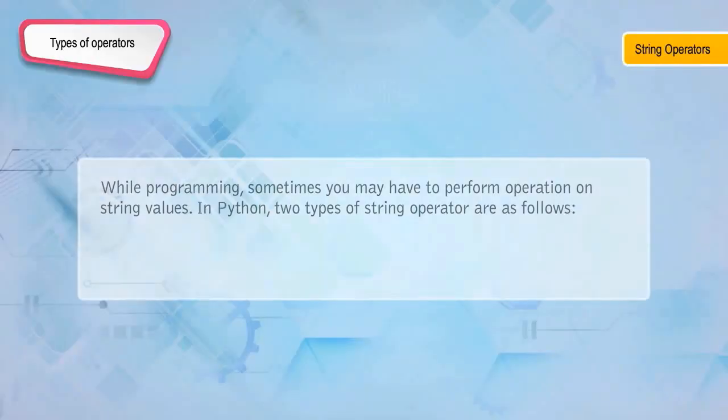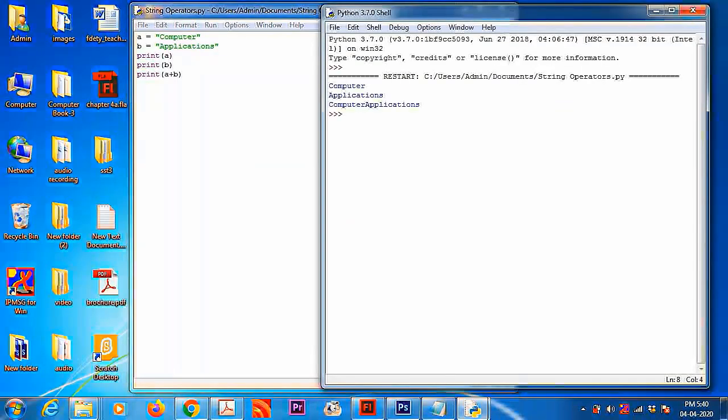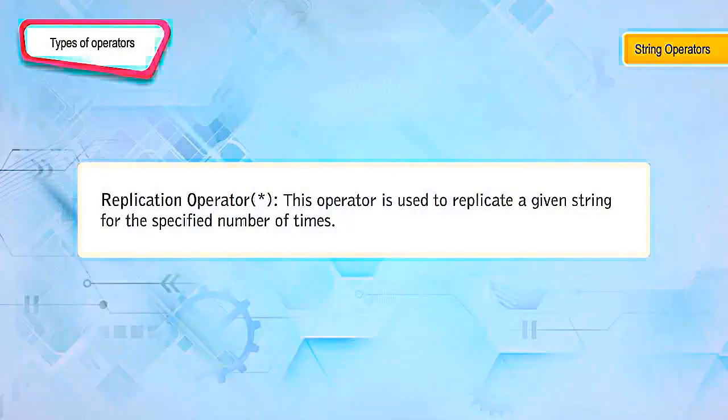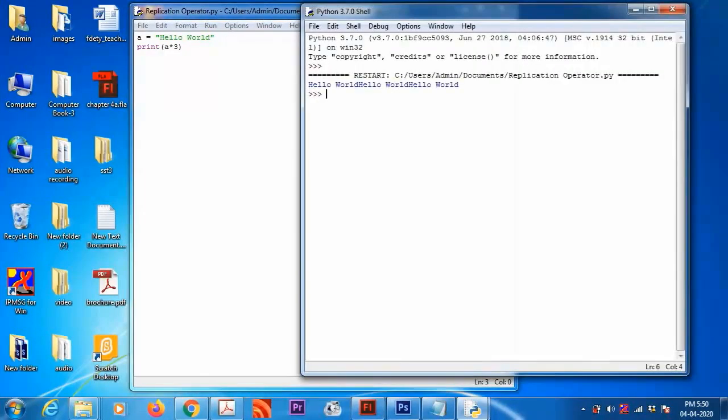String operators. While programming, sometimes you may have to perform operations on string values. In Python, the two types of string operators are as follows. Concatenation operator, plus. This operator is used to concatenate or join two strings. Program. Output. Replication operator. This operator is used to replicate a given string for the specified number of times. Program. Output.